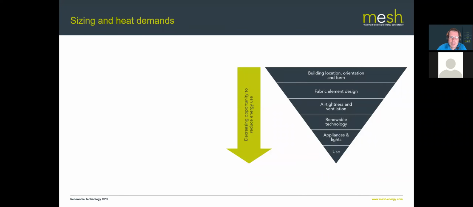So what about sizing and heat demand? Well, let's start from our little mesh thing. You've probably seen this lots of times before. This is the sort of triangle of priorities. So what can we do to reduce energy consumption in a building? What we'll do is start from the very top here and work down, so we'll follow this energy hierarchy.